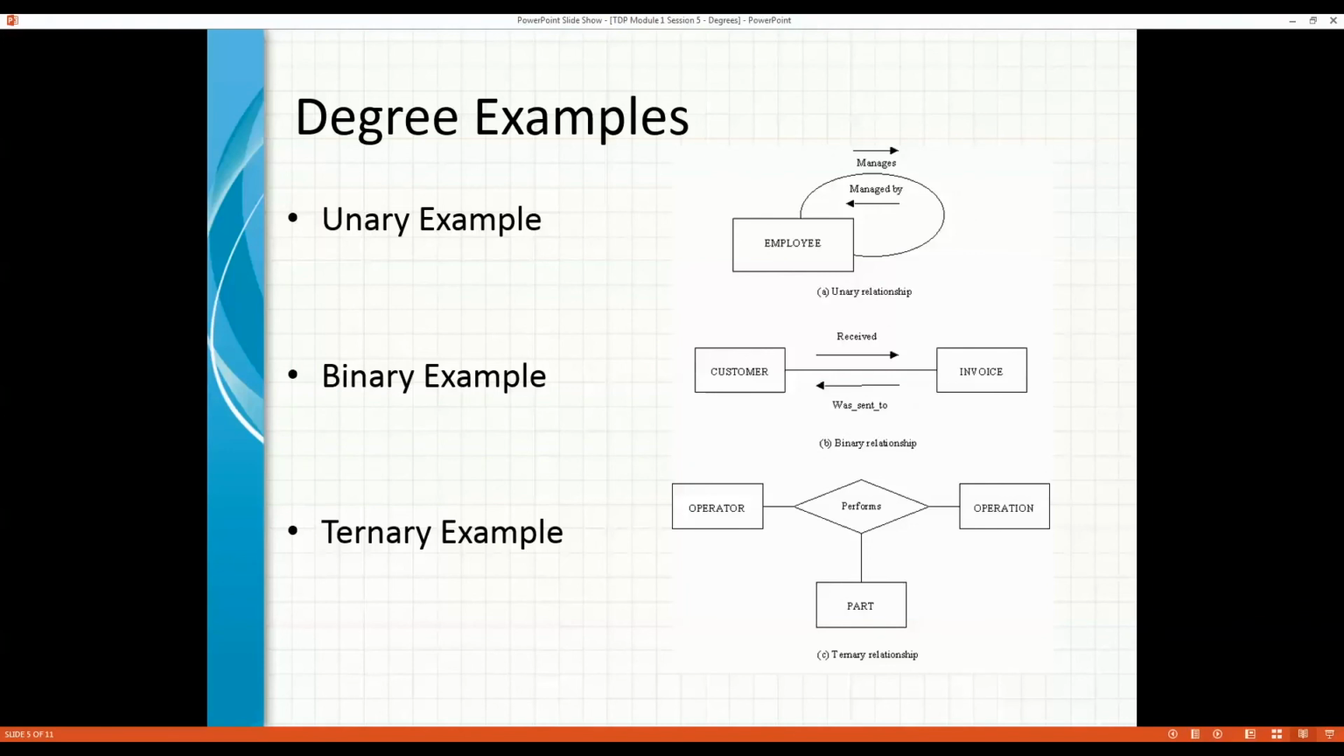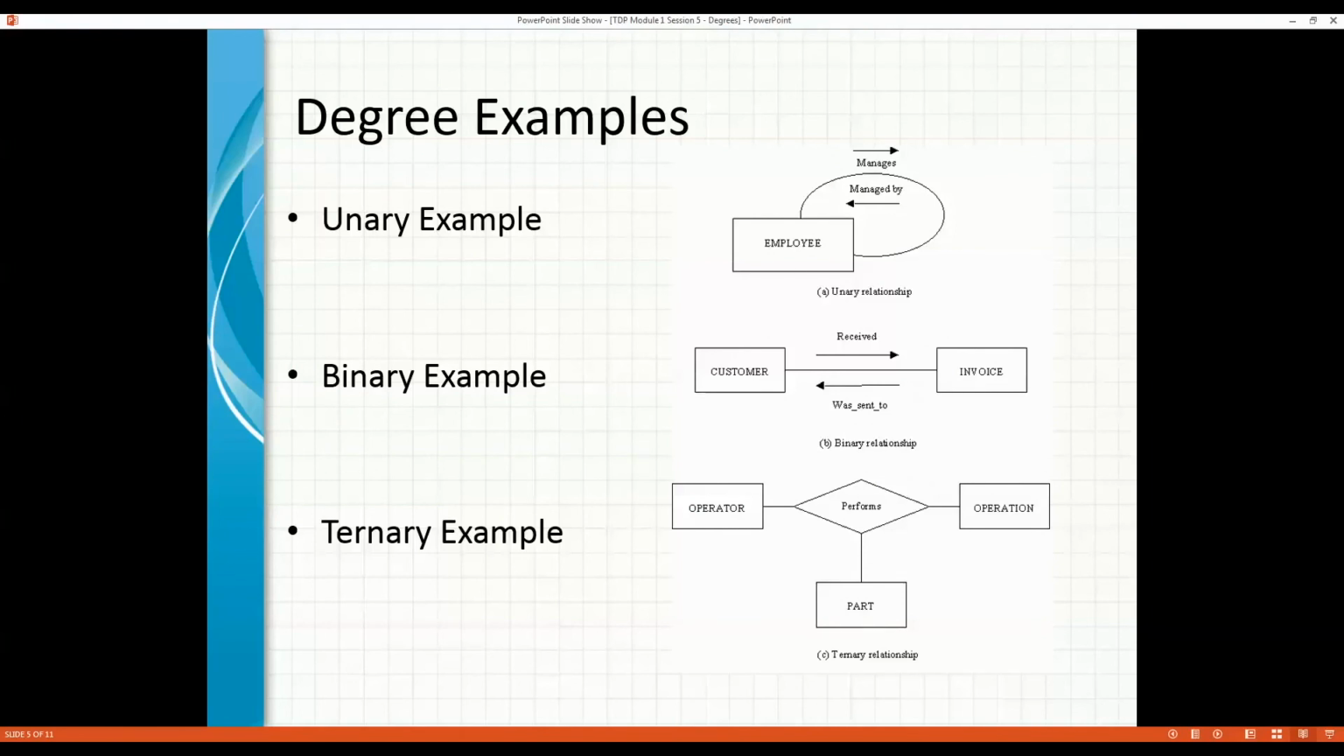Here we see a single entity, again, making it unary, but the relationship in it will probably be one-to-many, since a manager is always in charge of multiple employees. So the relationship does not determine the degree. Degree is simply how many entities are in the relationship.